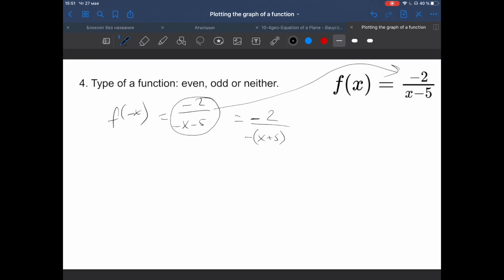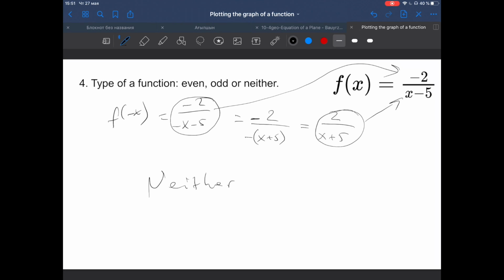We just take out of the bracket sign minus in denominator. After that, if we simplify minus by minus, here will be 2 divided by x plus 5. And this expression was also not equal to our initial expression. It means it can be odd. From that, our function is neither, yes? Neither even nor odd.